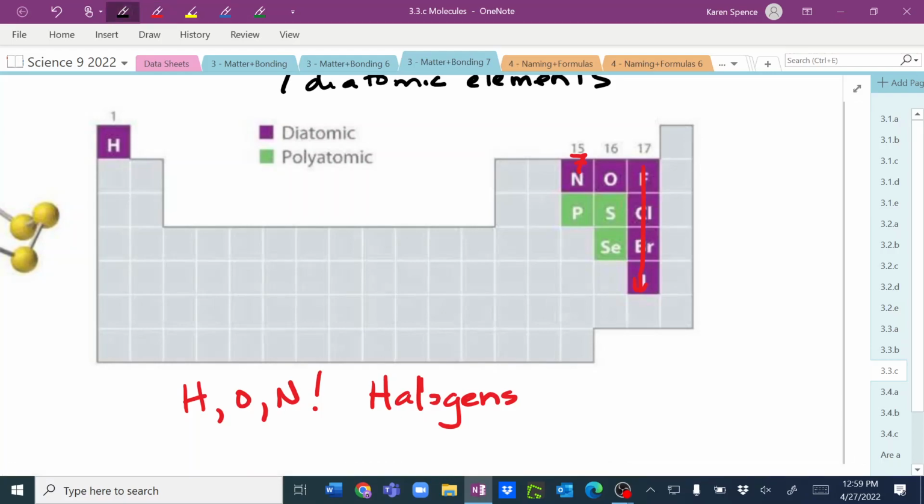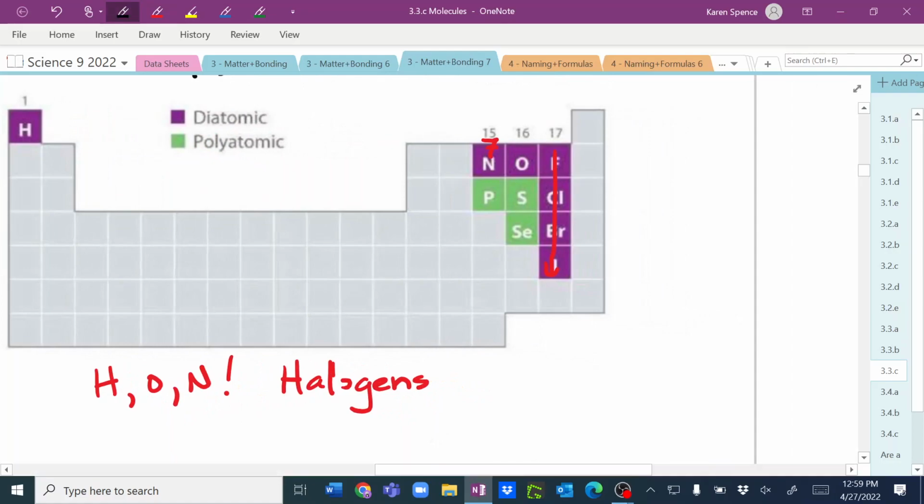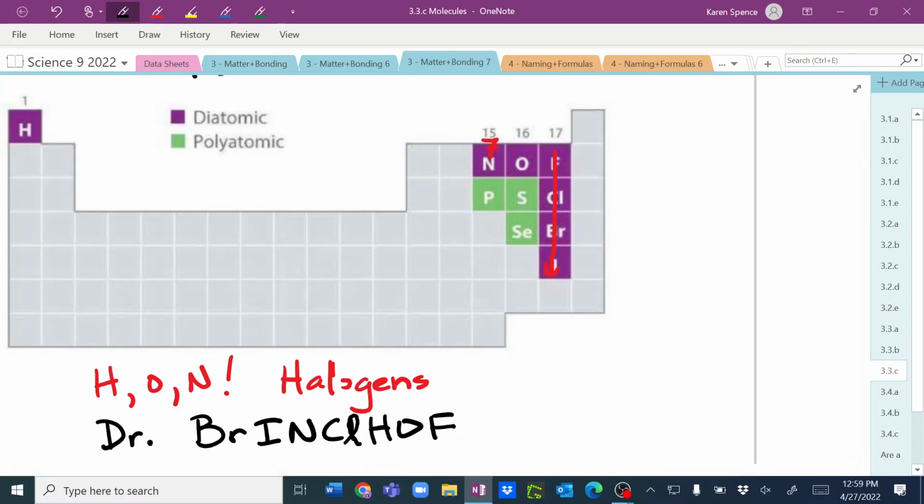The one that everybody got taught in first year university is Dr. Brinkelhoff. Okay, so you got bromine, iodine, nitrogen, chlorine, hydrogen, oxygen, and fluorine. So you can remember that. But a lot of people have their favorite one because it's inappropriate. It's not terribly inappropriate, but inappropriate things always make it easier to remember.